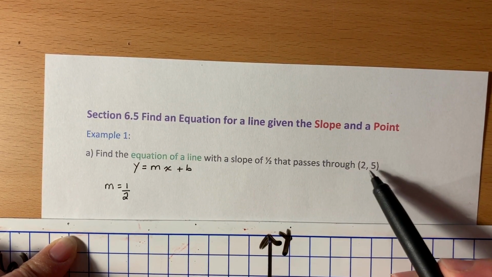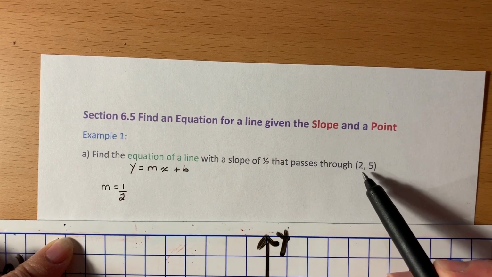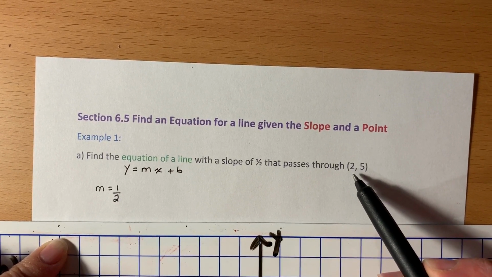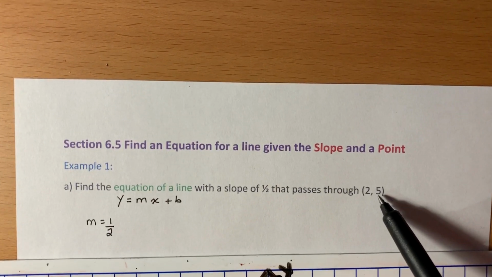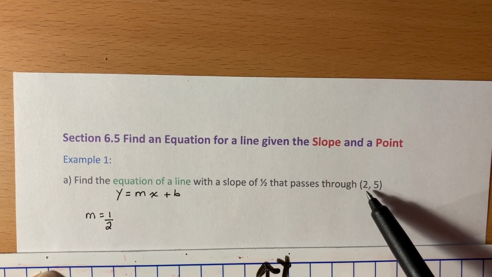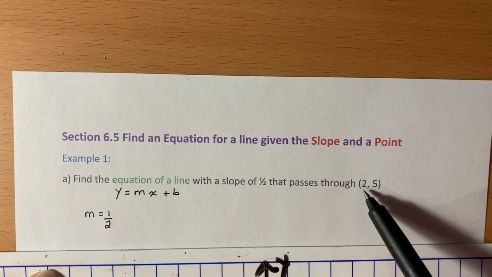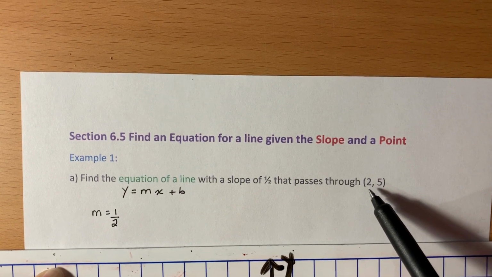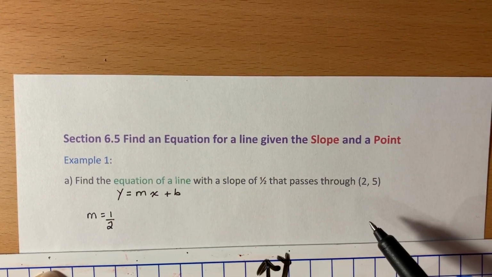It tells me what point it passes through. This is not the b value. The b value is the value of y when x is 0. x is not 0 here, it's 2. So we've got to figure out, how can we figure out the b value?